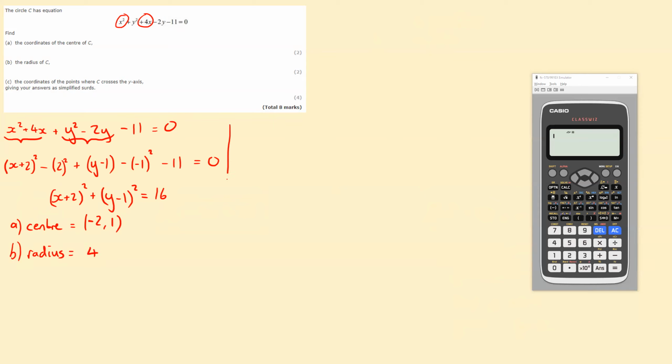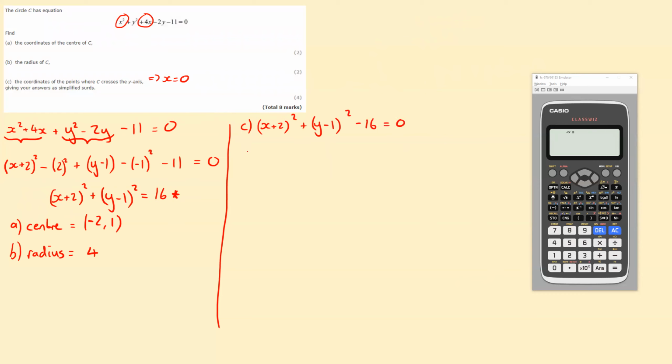Part C, whereabouts does it cross the y-axis? Well, the y-axis implies that x is 0. So when it crosses the y-axis, x needs to be 0. So the coordinates here are going to be 0, something, and I just have to work those out. So if I put x is 0 into, I'm actually going to use this equation here, the one that we've just found. So x plus 2 squared plus y minus 1 squared, I'm going to put minus 16 equals 0.